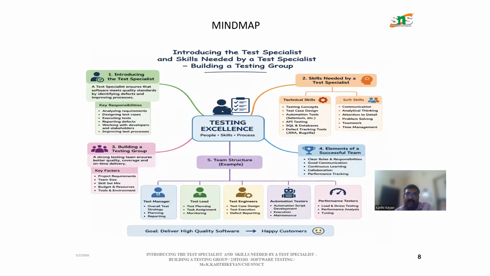So this is my mind map: introducing the test specialist, skills needed by a test specialist, and building test groups. One is introducing the test specialist, second is skills needed by the test specialist, third is building a testing group, fourth is elements of a successful team, and fifth is team structures: test manager, test lead, test engineer, automation tester, and performance tester. Based on all this process, you deliver high-quality software, and the customer and stakeholder are very happy.